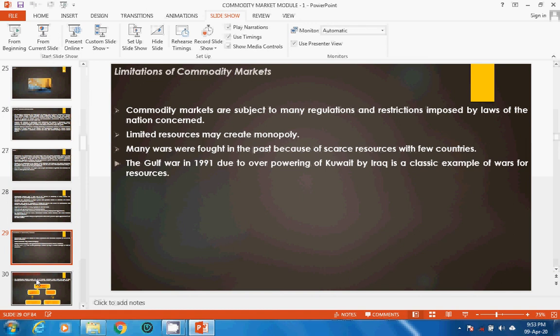Take the example of OPEC, the oil producing and exporting countries. It has its monopoly control over the fixation of price for their oil products. Many wars were fought in the past because of scarce resources like oil, gold, silver, etc. The Gulf War, as we have seen recently in 1991, due to the overpowering of Kuwait by Iraq, is a classical example of how the Gulf War broke out because of these scarce resources like commodities.